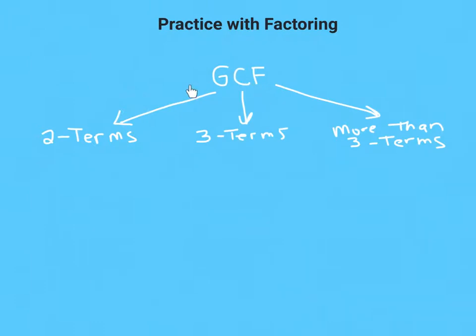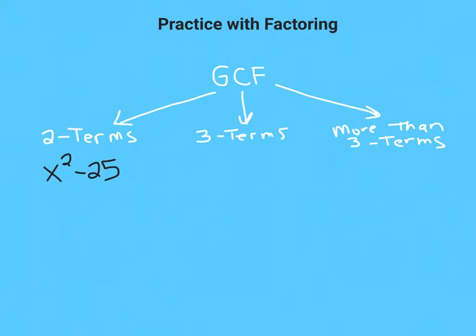you want to look and say, well, do I have two terms? If I have two terms, do I have dots? So for example, dots would be x squared minus 25. Okay, so this is a difference, because we have a minus sign, of perfect squares. Okay, these are both perfect squares.